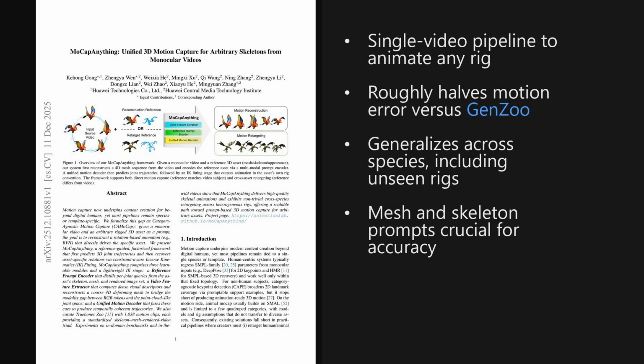So stepping back, the big idea is a single unified pipeline that turns everyday video into animation-ready motion for almost any rig, and it does so by predicting joint trajectories first, then solving rotations with smart inverse kinematics. That opens motion capture to arbitrary creatures, indie creators, and rapid prototyping.